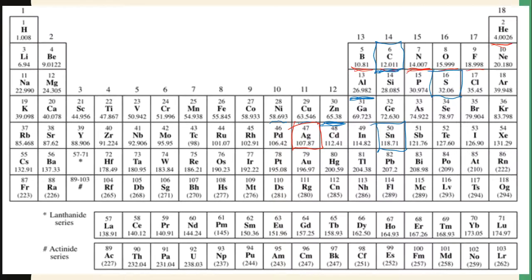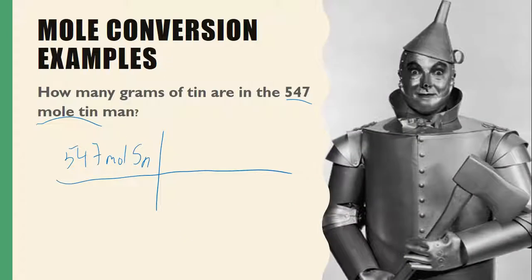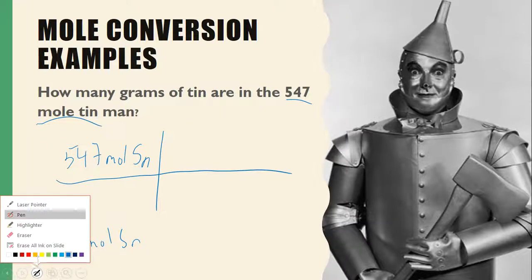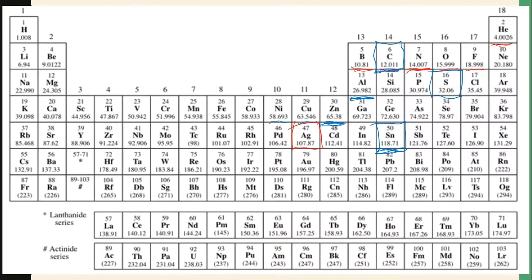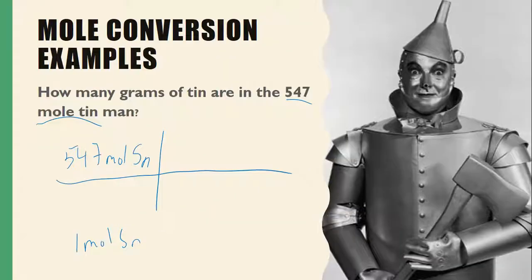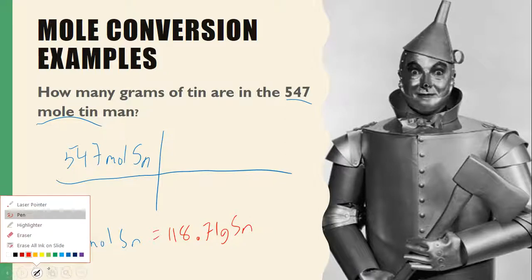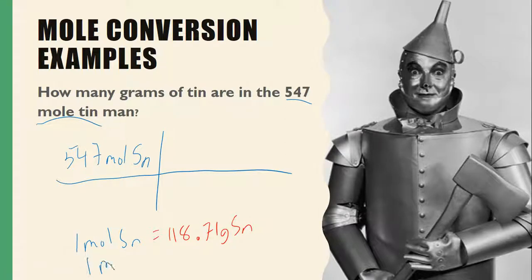Here is tin. What you see there is that a mole of tin has 118.71 grams. So 1 mole of tin has 118.71 grams of tin. And we also know, you recall, that 1 mole of tin has 6.02 times 10 to the 23rd atoms.